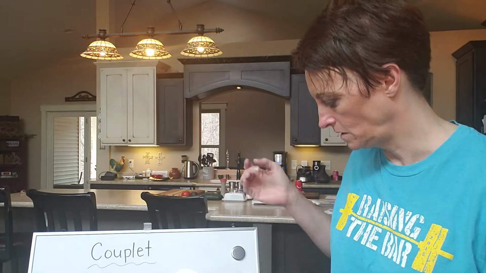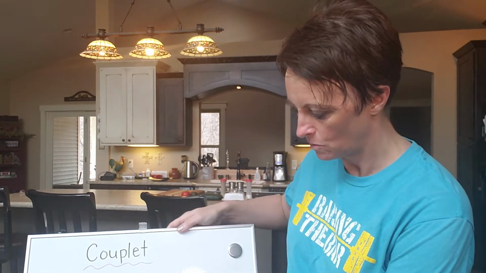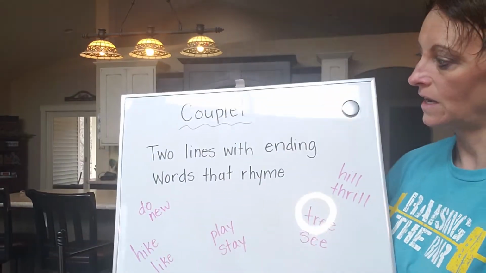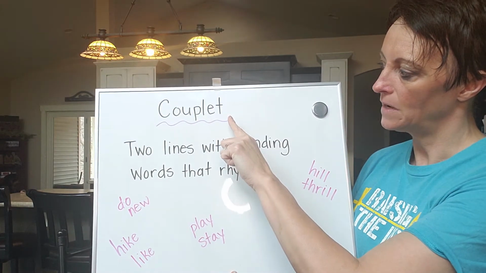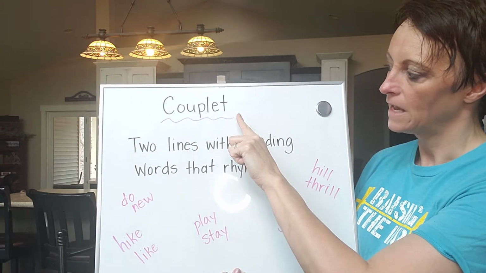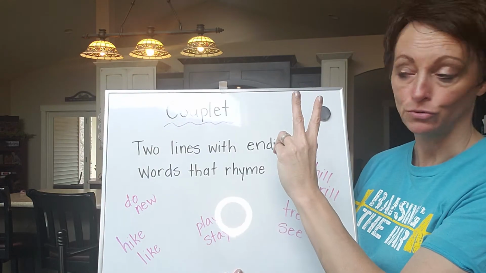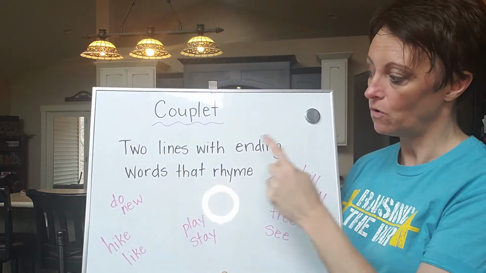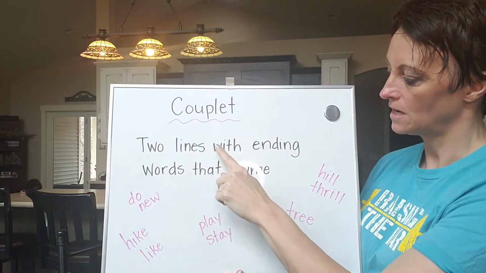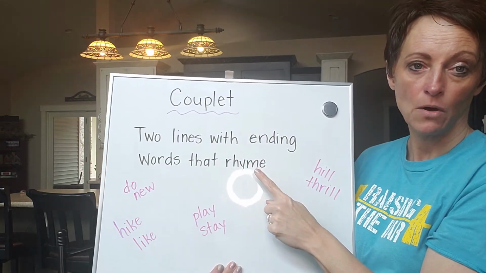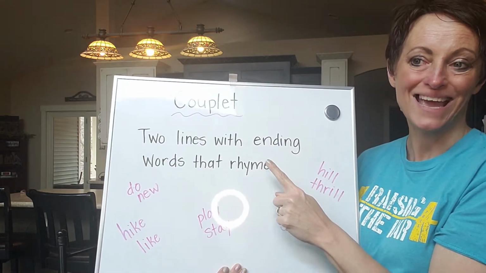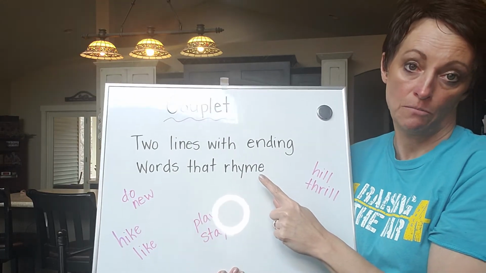So I'm going to hold up here the name of the poem that I'm going to teach you this morning. It is called a couplet, and the word couplet is right here. A couplet means two, and just like a couple means two, a couplet is a poem that has two lines with ending words that rhyme. So think about words that rhyme, and they would be at the end of each line of a couplet poem.